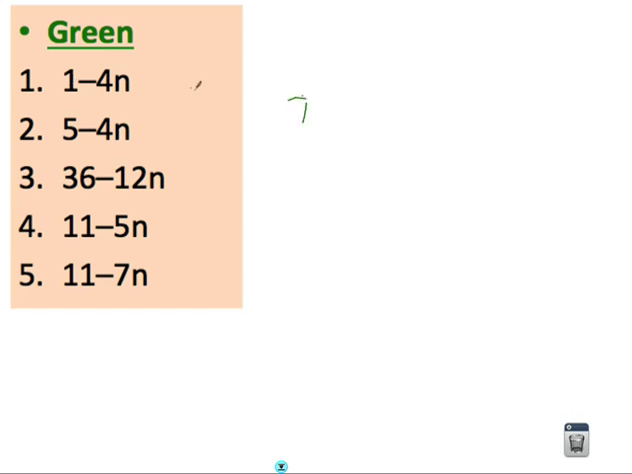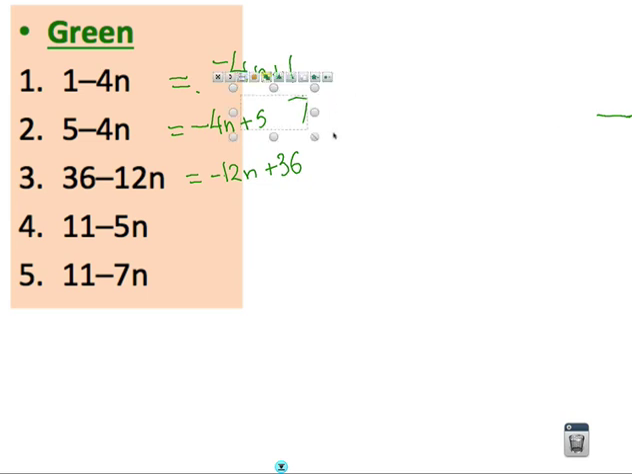And by the way, this here is the same as minus 4n plus 1. You should know this. And this, 5 minus 4n, is just minus 4n plus 5. There's no difference with these. You already know how to do this, just in case you've forgotten and you need your memory just to refresh a little bit. This needs to be gone, so remove this.